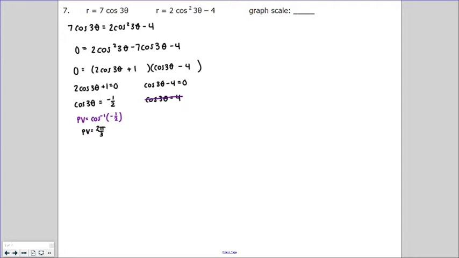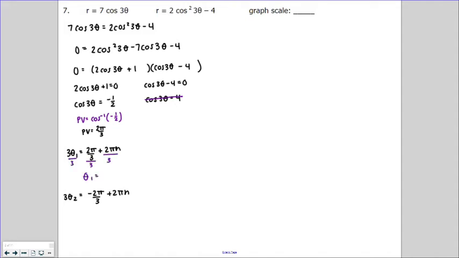Now remember, it's been a while since we've done this, but because we had 3 theta on the inside, the general solution equations both get set equal to 3 theta. So they get set equal to everything on the inside of the cosine. Our first general solution equation is the principal value plus 2 pi n. Our second general solution equation is the negative principal value plus 2 pi n. That's for cosine. And in both cases, we need to divide by 3 in order to solve for theta.